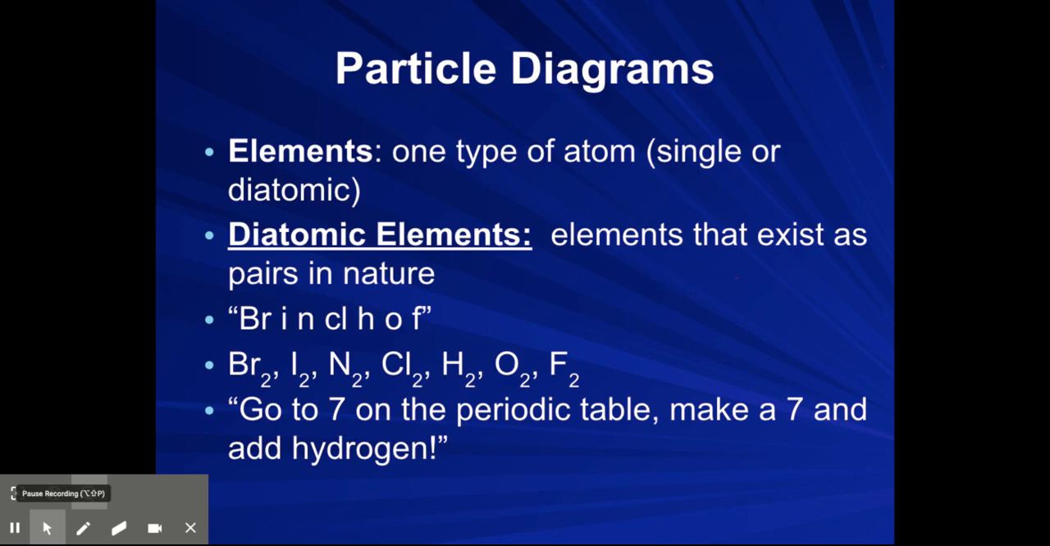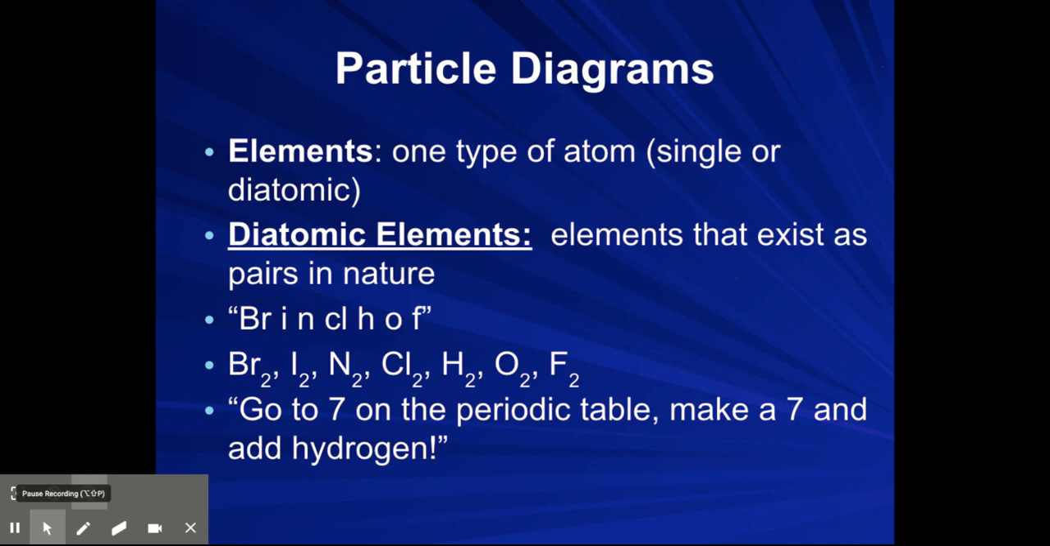Now, as we're looking at our elements, one type of atom is going to be monatomic, and diatomic, remember, is going to be 2. Di means 2. So we have a certain amount of diatomic atoms that these substances will always exist when they're left alone as diatoms. So if I tell you, here's some oxygen, it's never just, oh, oxygen is going to be a diatom. So there's 7 of them, and they actually make a 7 on the periodic table. And the 7 are bromine, iodine, nitrogen, chlorine, hydrogen, oxygen, and fluorine.